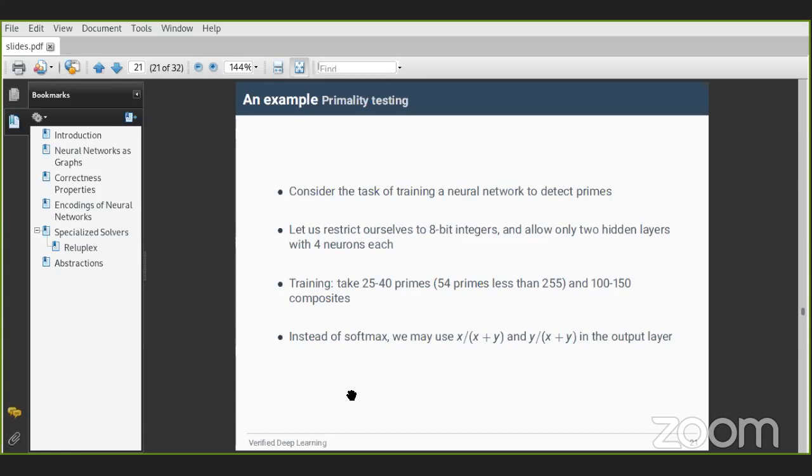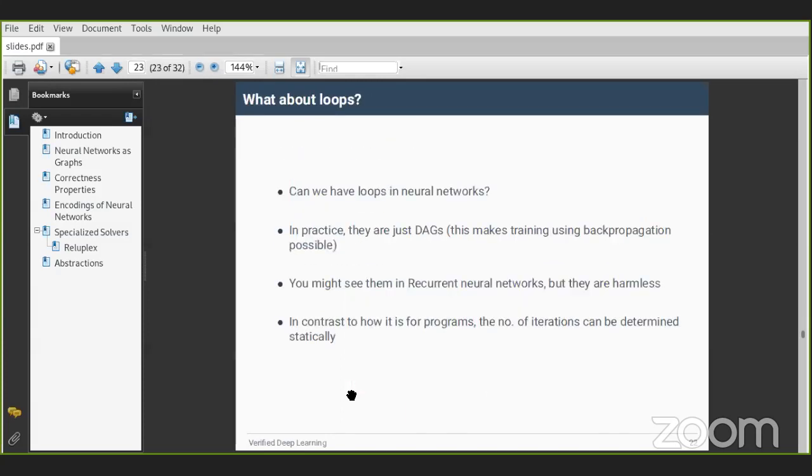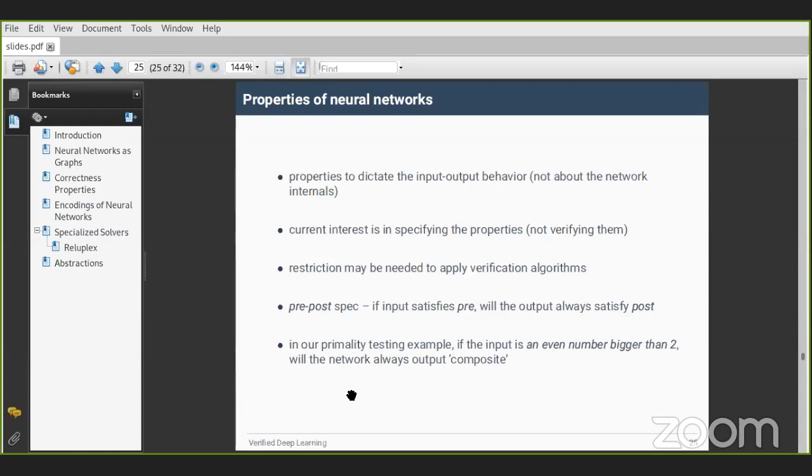But what if we want to specify a weaker property? We want to specify this property: if the number is even and larger than 2, then the network should have certainly learned that it cannot be a prime. The network may not have been able to learn what are primes and what are not, but we expect it to at least learn this much, that anything even and bigger than 2 is certainly not a prime. So we can specify such properties.